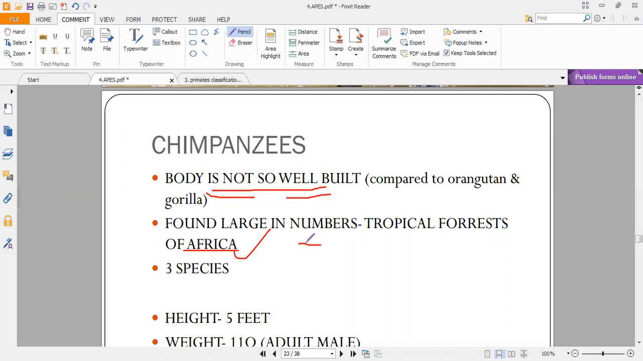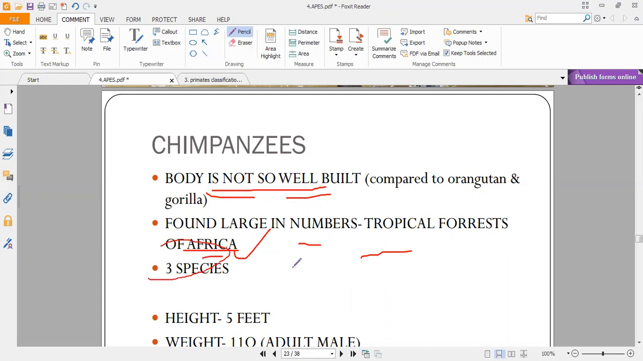And here in case of chimpanzee, if you talk about chimpanzees and gorilla, they are African apes. Remember that, do not forget that. Again, in the examination, they may ask you, what are the features of African apes? So you have to recall by yourself. That is chimpanzee and gorilla. And if you talk about chimpanzee, they are not very strong, or you can say not well built, and mostly found in tropical forest of Africa.